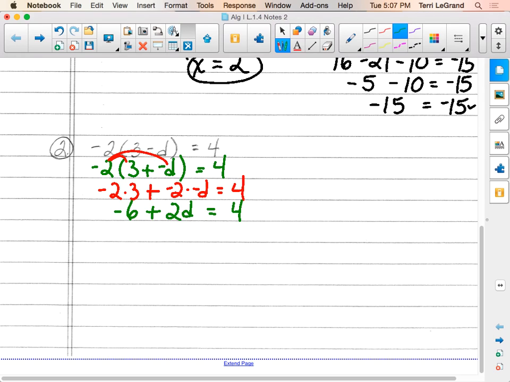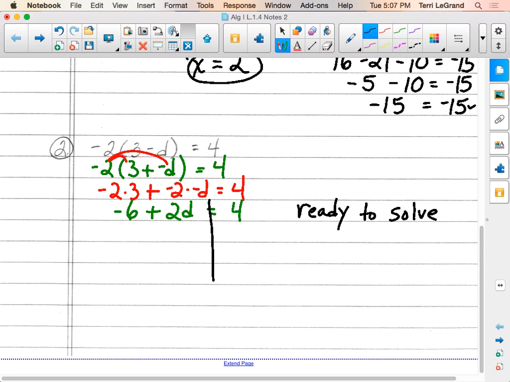We do not have any like terms on that left side, but negative 6 plus 2d, that algebraic expression, they are not like terms. So we are ready to solve this one. We have gotten it ready to solve. So now we can go about that. Our first move would be, we can read this one backwards.